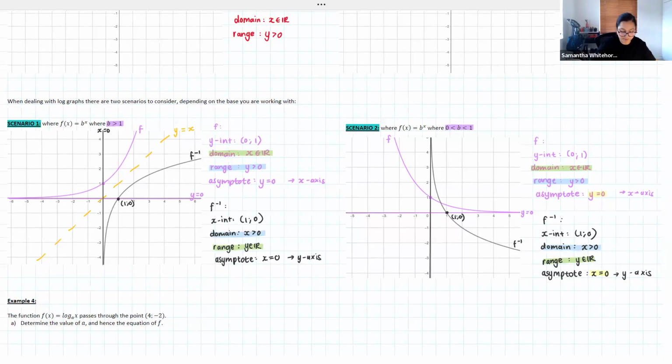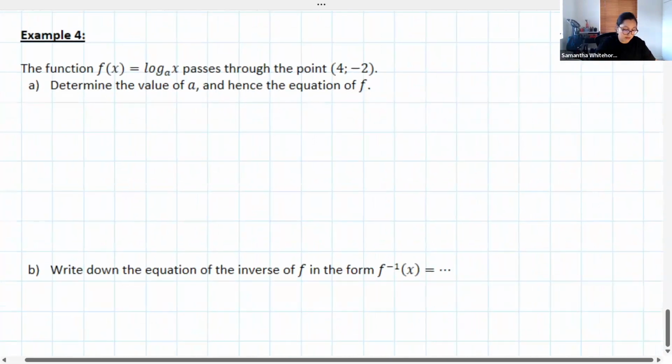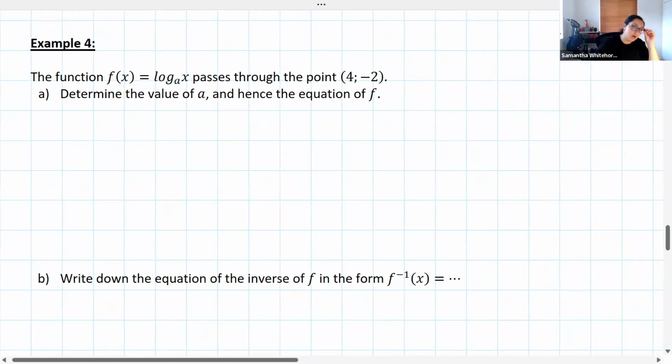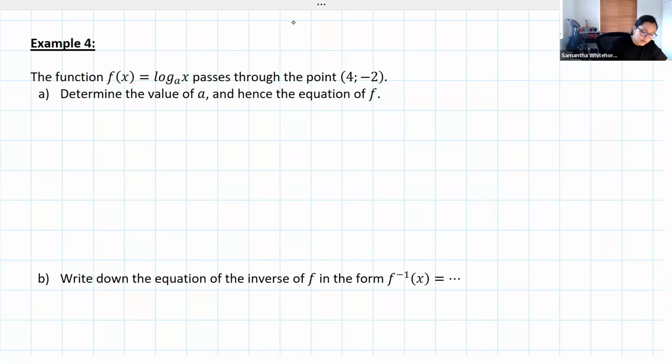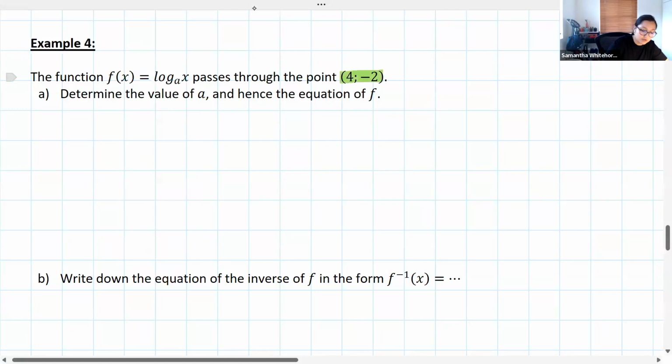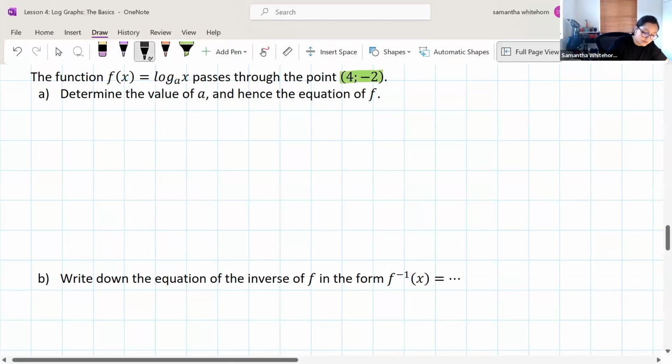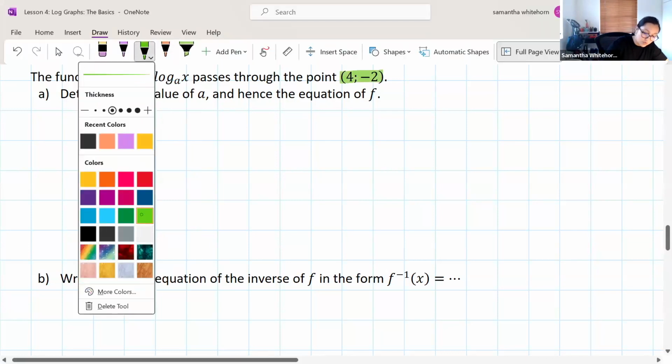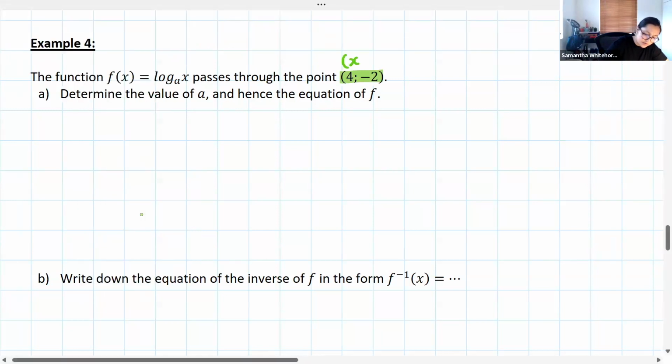Right, so let's have a look. Example 4 says the function f of x equals log base a of x passes through the point 4, negative 2. Whenever we are given an equation and then a coordinate, please always remember that the coordinate I've given you, this 4, negative 2 situation, gives us x and y values that we can substitute in. So always remember that when in doubt, you can sub in for x and y.